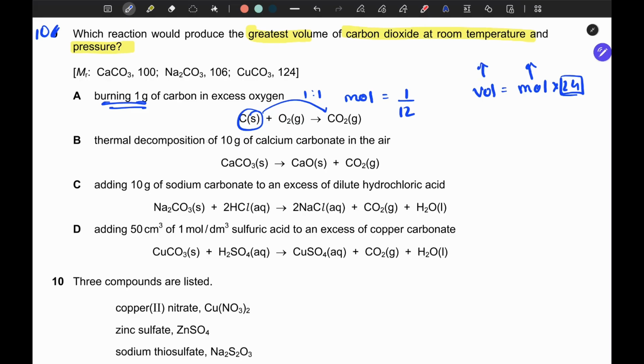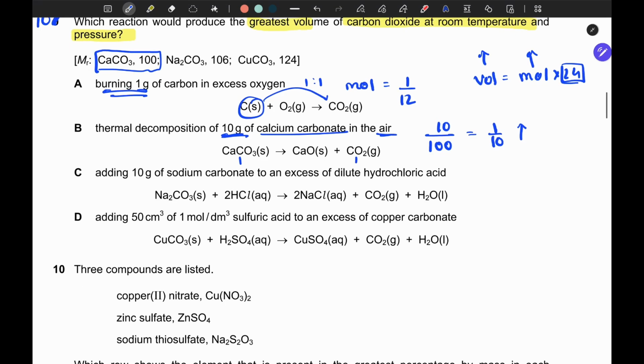So in B, it's saying thermal decomposition of 10 grams of calcium carbonate in the air. Again, the molar ratio is 1:1. So let's find out the moles of 10 grams of calcium carbonate. They already gave us the Mr of calcium carbonate, very generous of them. So 10 by 100, which simplifies to 1 by 10. And we know that 1 by 10 must be greater than 1 by 12. So at the moment, B is the answer.